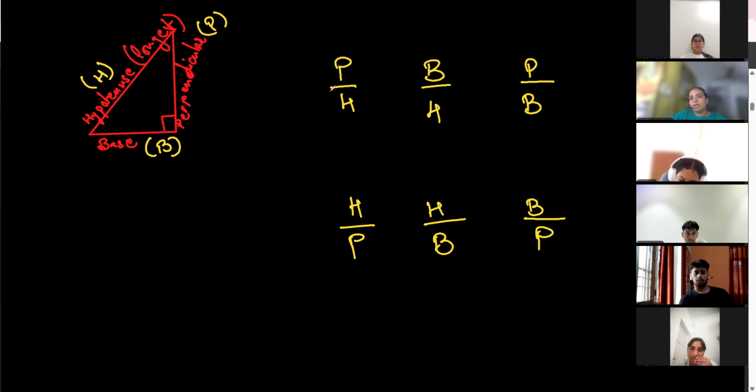Now these ratios are given a name. So this one, P by H, is known as sine, S-I-N-E. The ratio of perpendicular to the hypotenuse is known as sine. The ratio of base by hypotenuse is known as cosine.